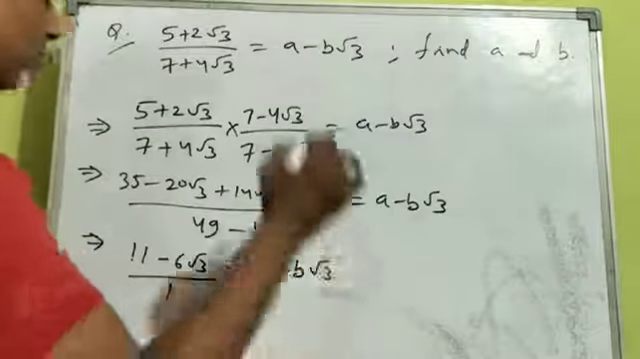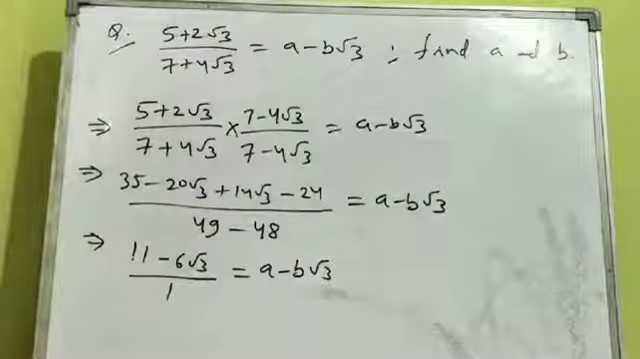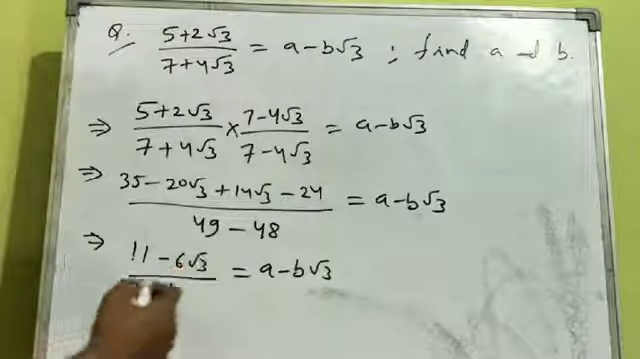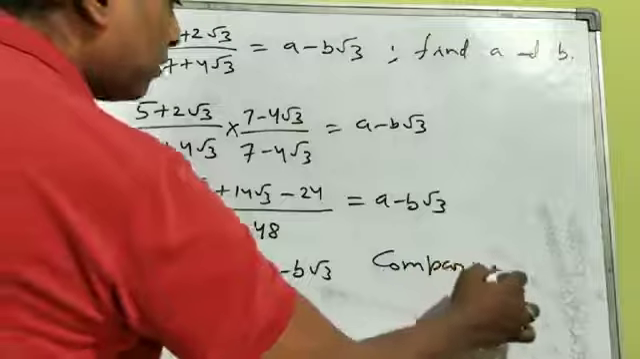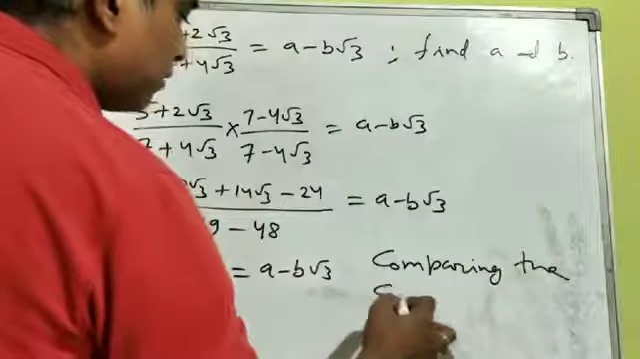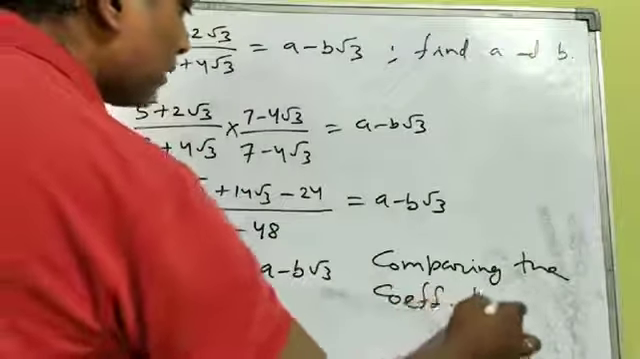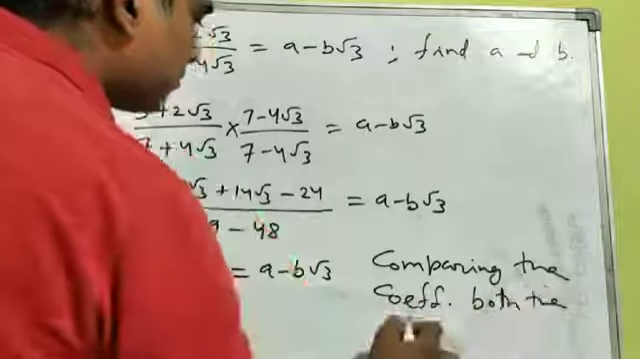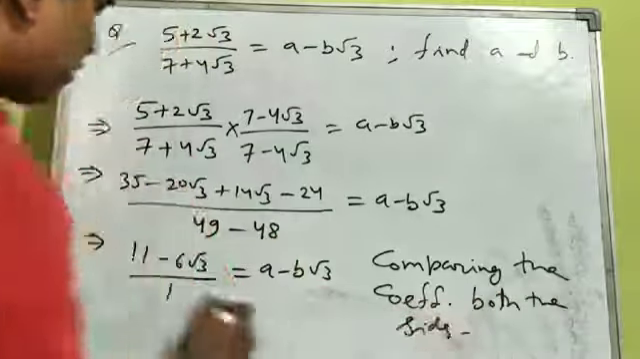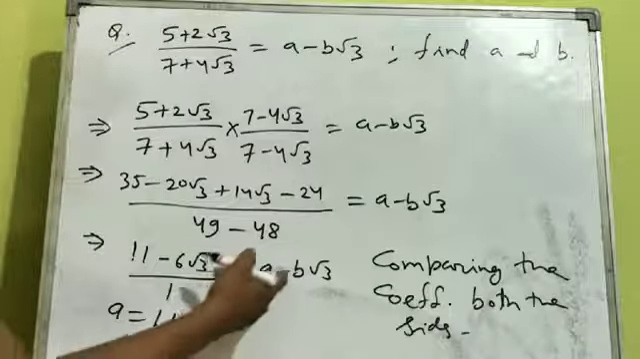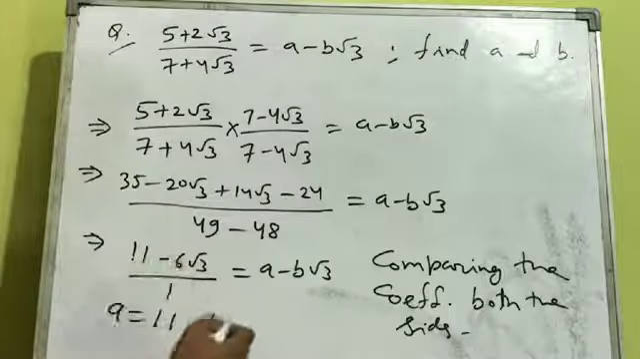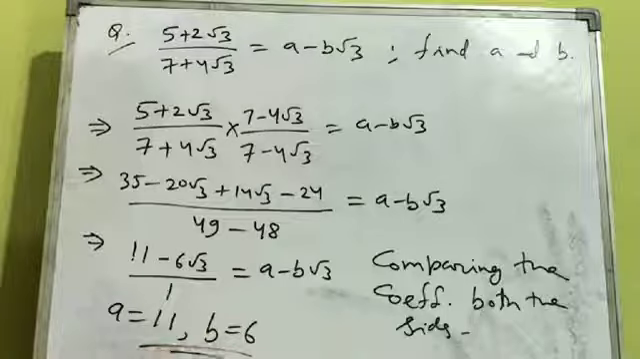Now what to find? Now just compare the coefficients, both the sides. Then what we get? a is equal to 11 and −b is equal to −6, that is b equal to 6. So by this way we get the values of a and b.